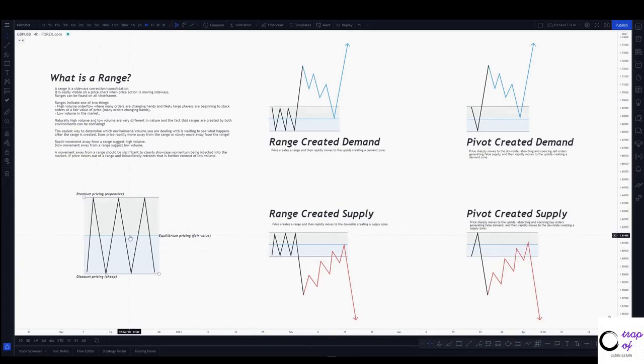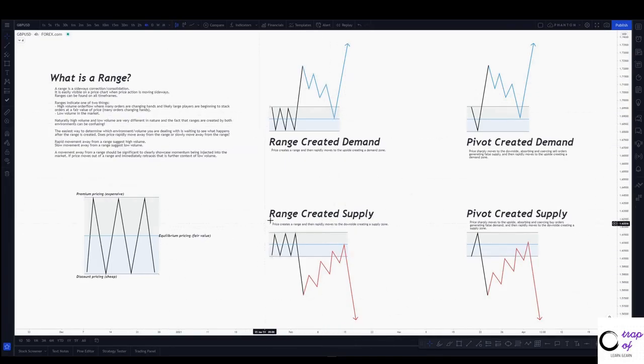Now, what we see when we are looking for a demand or supply zone that is created from a range, we're looking for that rapid expansion away out of that range, whether it's to the upside or the downside. So if we're looking at range created demand, what we see is a sideways range, and then we see a rapid expansion to the upside, and then a move back into that overall demand zone. And what we would be interested in as traders looking at this footprint is the move back down into this demand zone, looking for our entry here. We don't trade the initial reaction out because we don't know which way it's going to move. We instead wait for price to return back to that demand zone to look for entries.